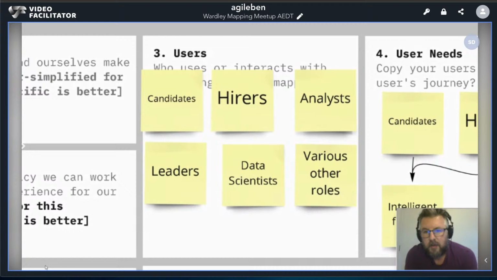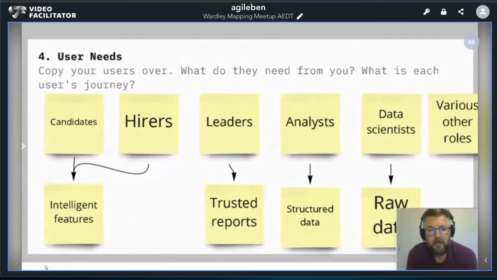So now we start on the actual map. We've got the purpose and the scope that we can use as a guardrail, because it's very easy to get completely lost in the weeds. And we start to map out the users. Again, I've done this slightly more coarse than we did on the day, but we've got candidates, hirers, analysts, leaders, data scientists, and we'd mapped out a lot of other roles as well.